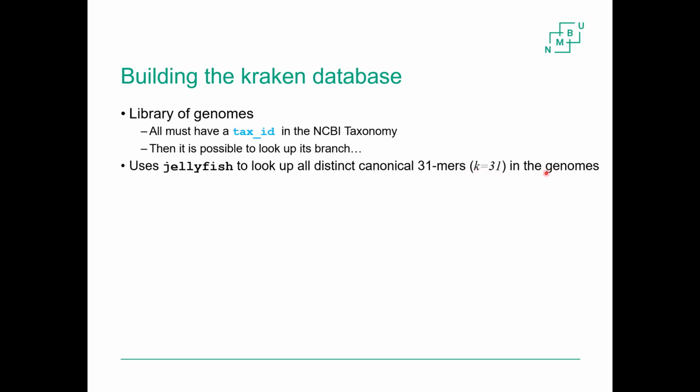And this is not from the reads, but from the genomes, right? You can use Jellyfish on the genomes as well, any DNA sequence, and then look up all the distinct k-mers. So if the same k-mer is seen 2 or 3 times, we only store it once. So this is fairly straightforward.